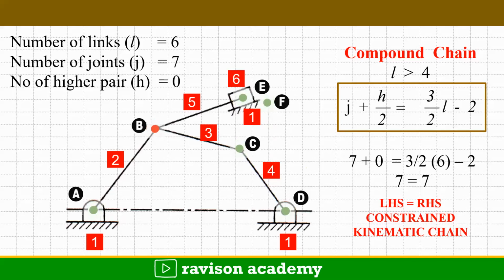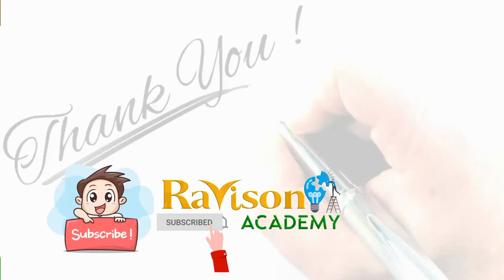So here we have 5 binary joints and 1 ternary joint. So 5 plus 2 gives the total number of joints as 7. No higher pairs are there, so H is equal to 0. Applying these values in the equation J plus H by 2 equals 3 by 2 L minus 2, we get left hand side equals RHS. So we are proving the given mechanism is a constrained kinematic chain. Thank you.